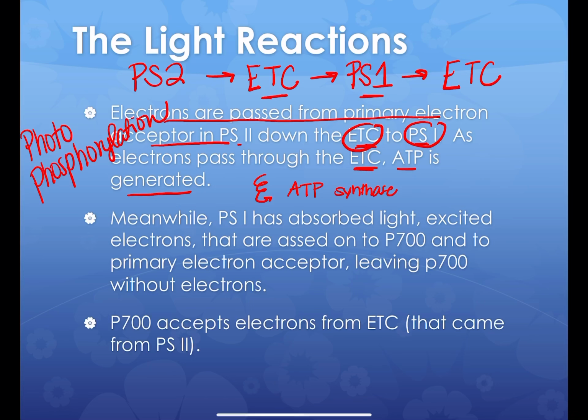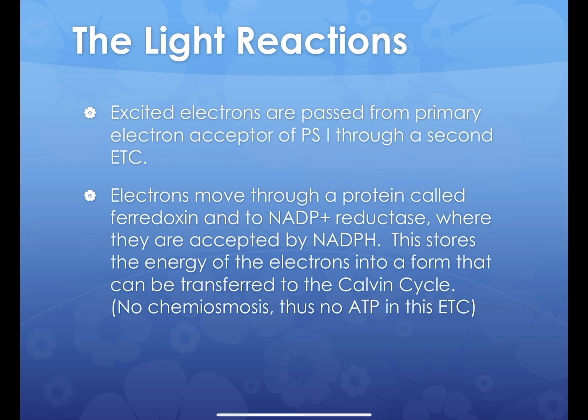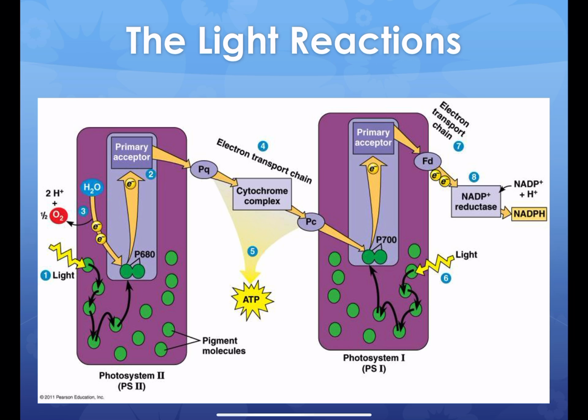Now, let's move on to PS1, okay? PS1 is also absorbing light, so it's also got electrons that are transferred and have been passed, sorry, not foul language, my bad, onto the other electron transporter, leaving P700 without electrons. So let me go to it. I think I have a diagram of this. Yes. Okay.